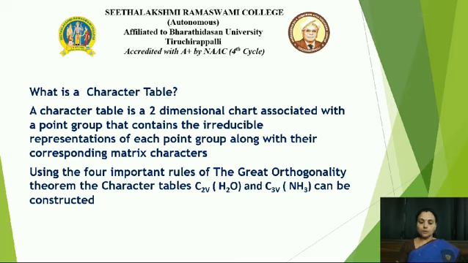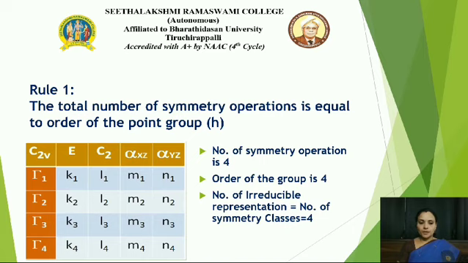Using the four important rules of the great orthogonality theorem, the character tables of the C2V H2O molecule and the C3V ammonia NH3 can be constructed. The rule number one is the total number of symmetry operations is equal to the order of the point group h.